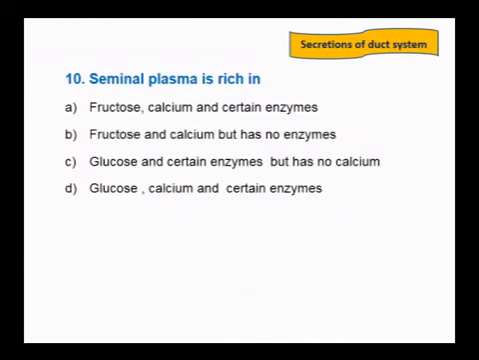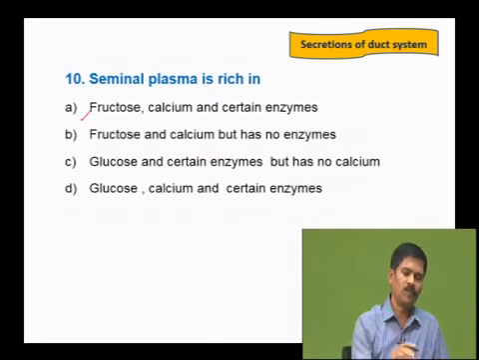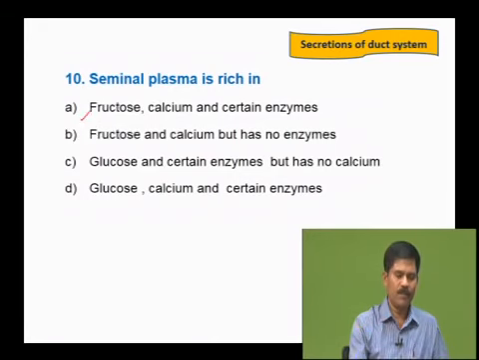Seminal plasma. Seminal plasma is rich in fructose for providing nutrition or energy for sperms. It is also composed of calcium as well as bicarbonate ions for providing an alkaline medium. It also contains enzymes such as fibrinogens, prostaglandins, etc. So therefore, this is the right option and the rest are wrong.